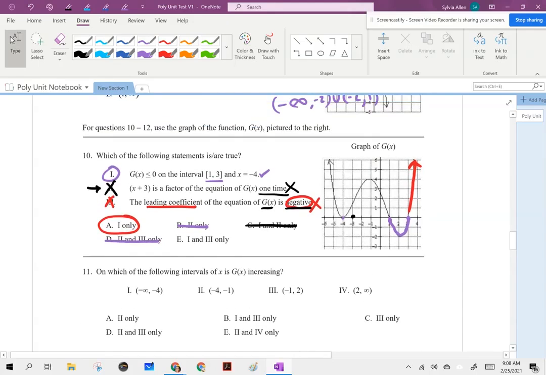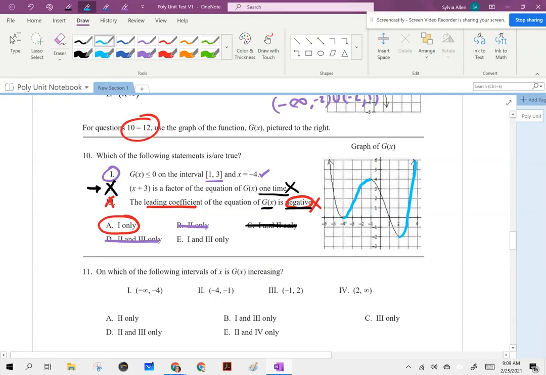All right, and then it says we're supposed to use this graph for 10 through 12. All right, so on which of the following intervals of x is g of x increasing? So that means when we read it left to right, where is it going up? So it's increasing from here to here and then from here to here. Remember, if it's increasing, never, never, never brackets. It's always going to be parentheses.